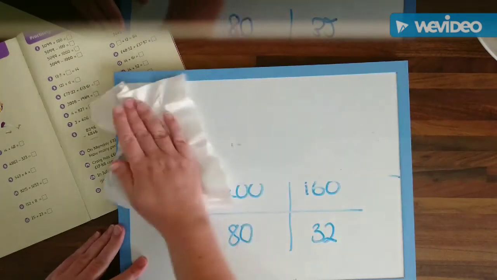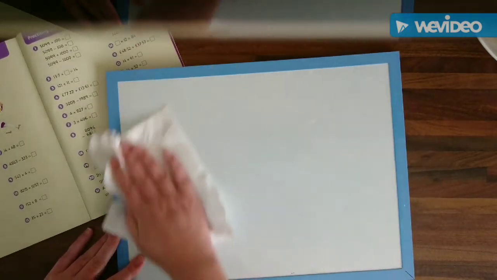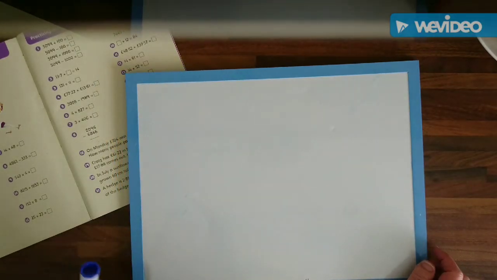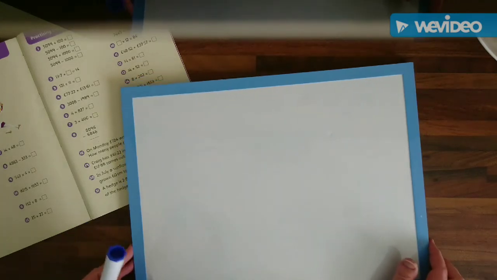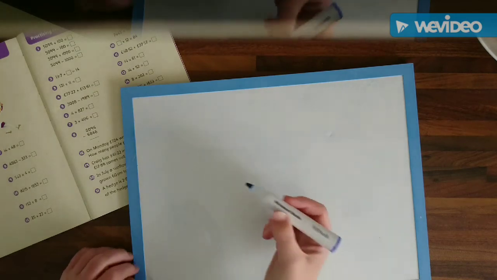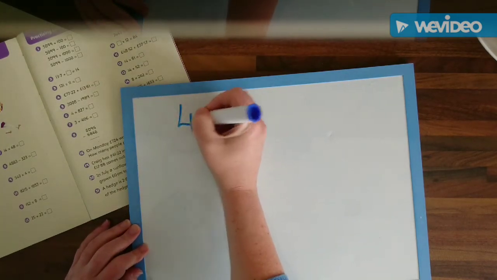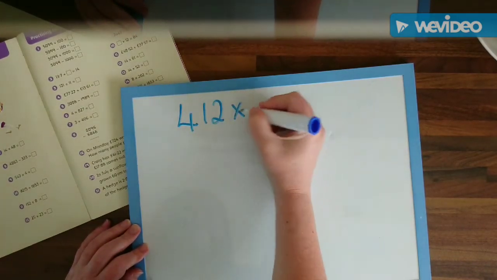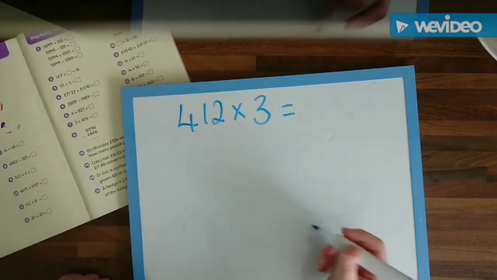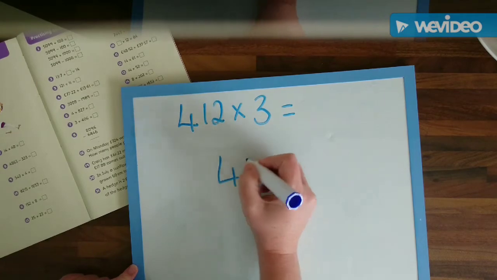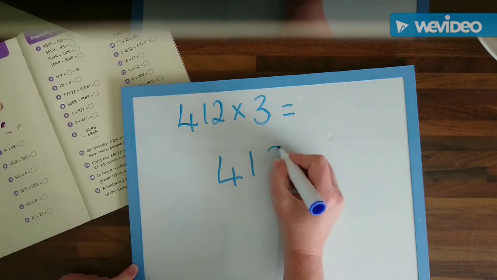And finally, a reminder that we have also used column method for multiplication. So if you choose to do page 93, for example, you might do a question that asks you to do a 3-digit number by a 1-digit number. So for example, we might have 412 multiplied by 3. Okay, so we can set that up in column method, just like we would do for addition or subtraction.